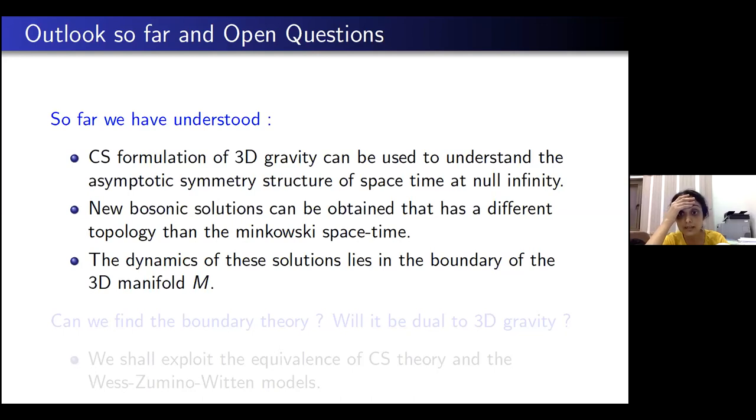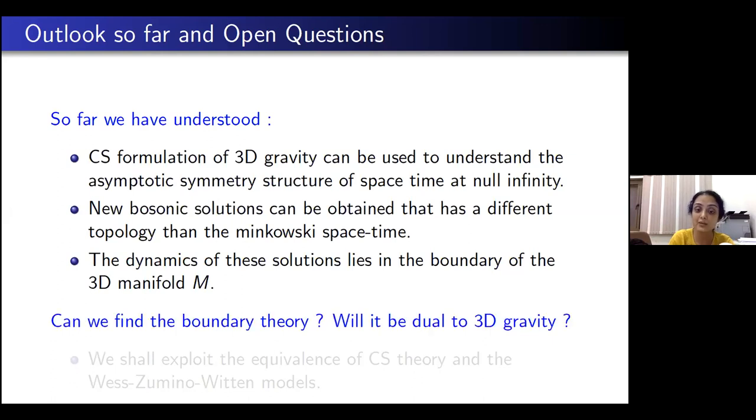So far, what we have understood is the following: this CS formulation is useful. The symmetries we can understand by using the CS formulation, and of course the bosonic solutions you can obtain have a different topology than Minkowski space, and the thermodynamics of the solutions works perfectly. It's much richer, and it definitely tells you more about the system. And then definitely the question that comes here is, can we find the boundary theory? In other words, we have now seen that there are many different bosonic solutions, all of them asymptotically flat. They differ from each other only in their topology.